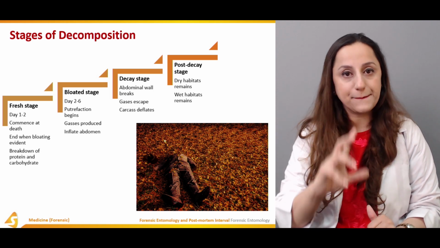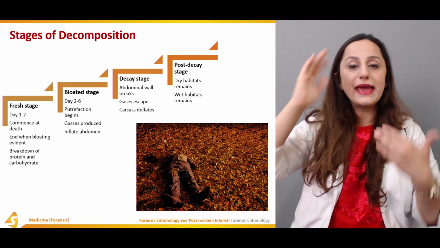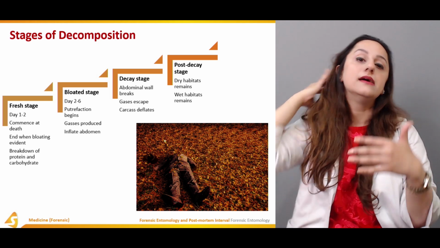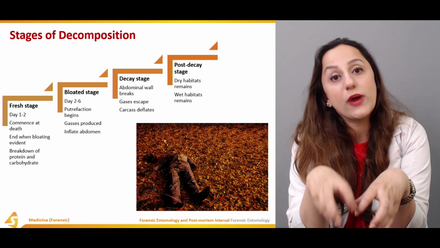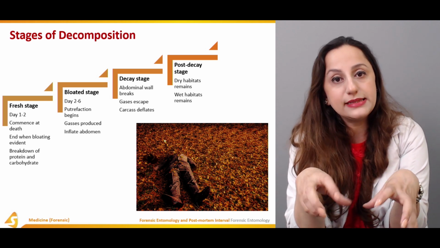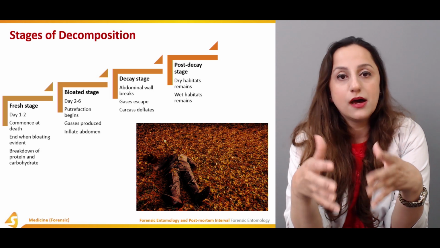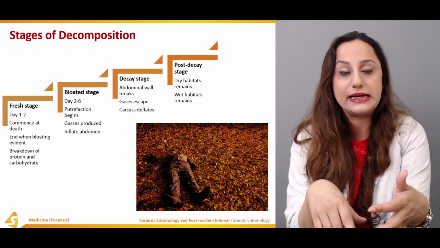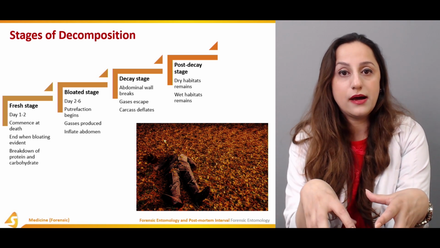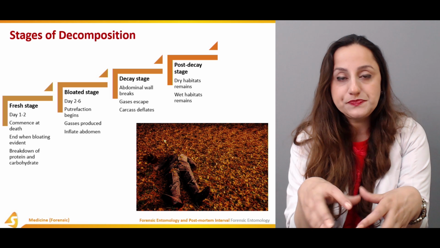Now, what happens here is that in a dry habitat, the mummification process comes into play. And what will happen in a wet habitat? In a wet habitat, adipocere formation starts. Now, what is adipocere? It is basically a shiny, leathery appearance, and it is quite whitish in color.